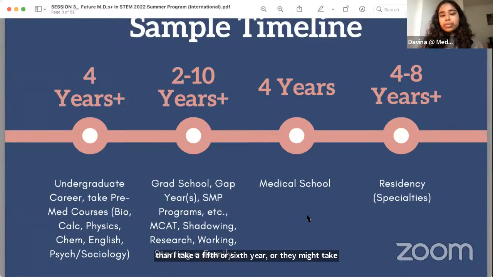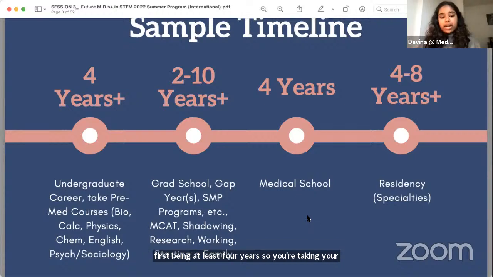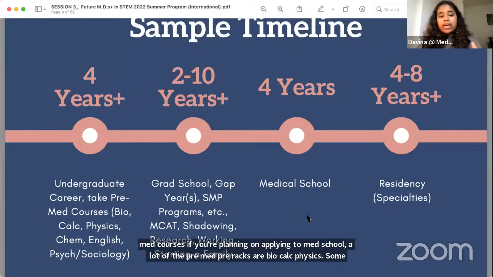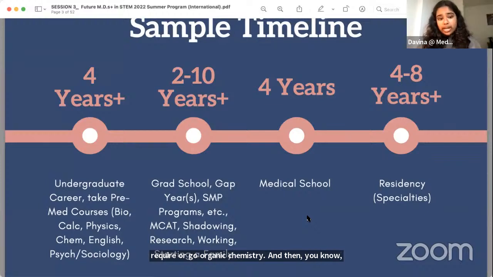So 4 years plus, there's a plus after that because it could definitely be over 4 years. But generally, we see the majority of undergrad careers being at least 4 years. So you're taking your pre-med courses if you're planning on applying to med school. A lot of the pre-med prereqs are bio, calc, physics. Some schools in the US require orgo. I don't know if all the medical schools in Canada require orgo or organic chemistry. And then, perhaps a semester of English, a semester of psych or sociology or humanities class.